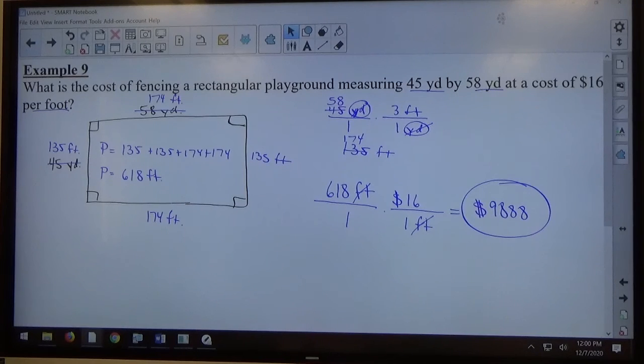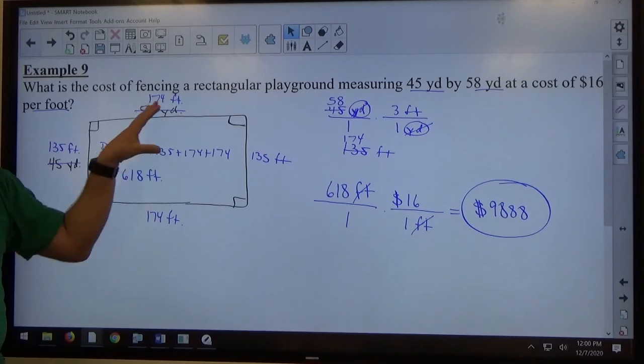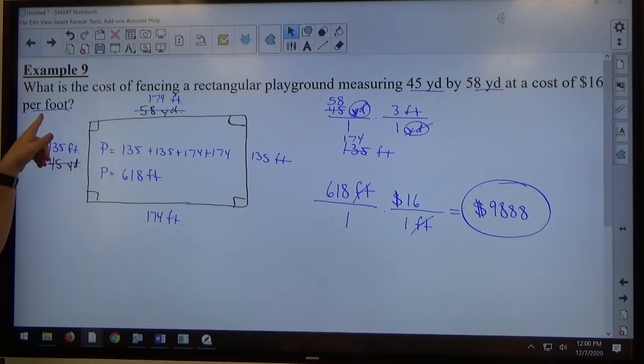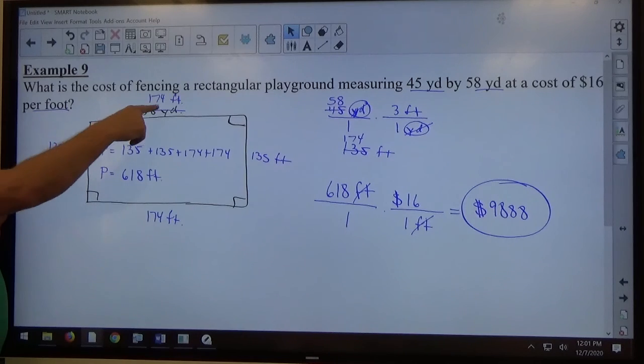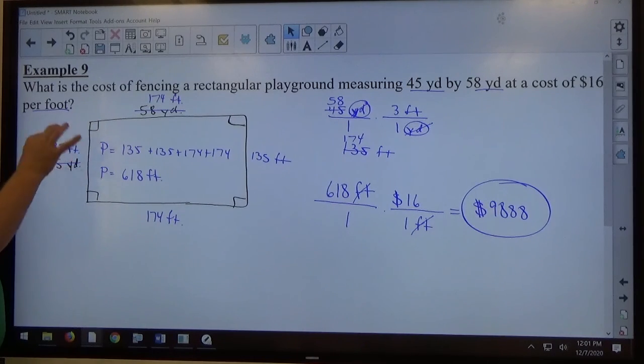Okay. Main idea of the problem, though, is understanding what we need to figure out based on the fact it says per foot. Foot is just a unit. It's not a unit squared, so it's not area. It's not a unit cubed, so it's not volume. So because it says per foot, we're looking for a perimeter. And again, since yards is the unit in the problem, we prefer to have a unit of feet to get those dimensions matching.